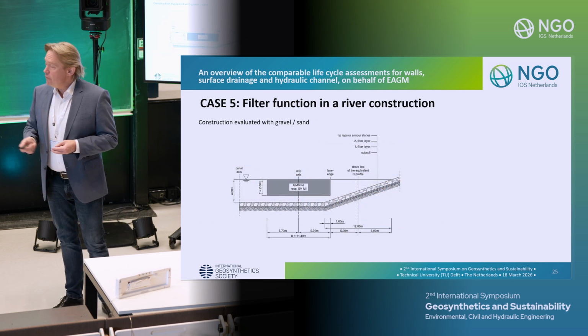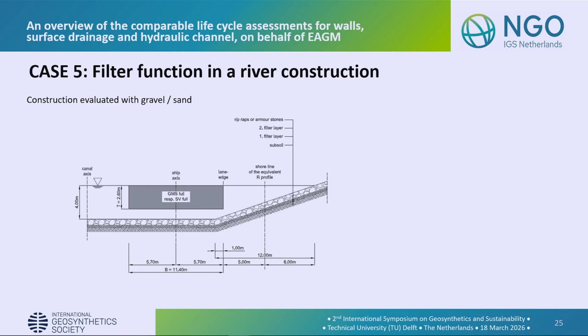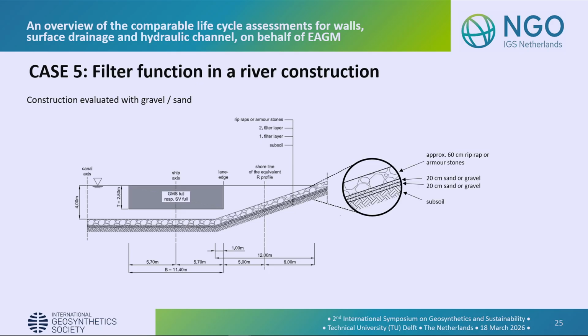So if I have the classic construction, you can see it here. And the area, again, we only looked on this area where we really use the geosynthetic or the materials that we can exchange. So all the rest is not taken into account into the calculation. Here you can see the riprap or the armor stones, and then below this you have 20 centimeter in 2 layers with sand or gravel.